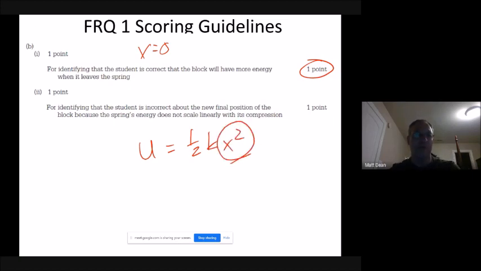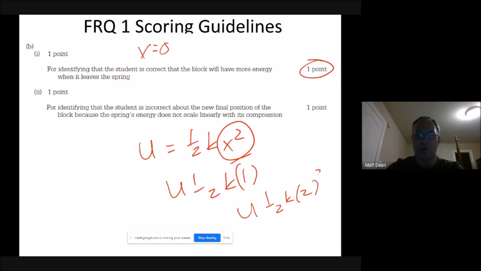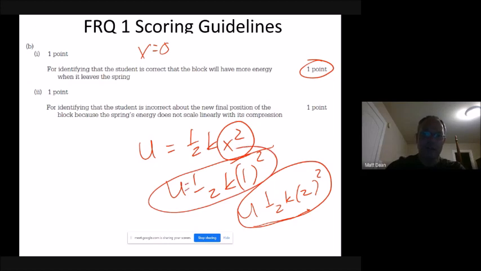And that part of that equation right there. So if you compress that spring a distance of 1 versus a distance of 2, this one is going to have 4 times as much energy as this one does, because it's not a linear relationship. It's a power of 2 relationship.